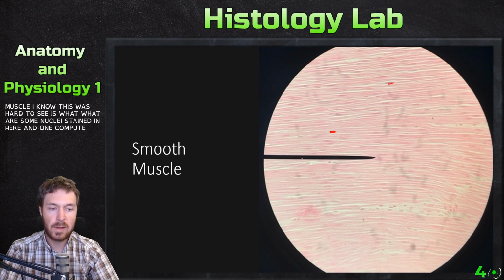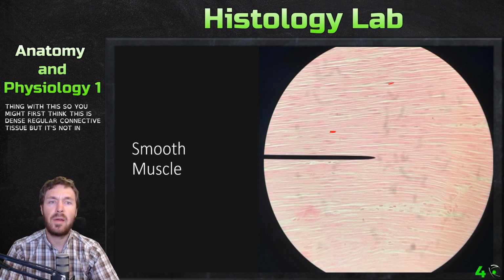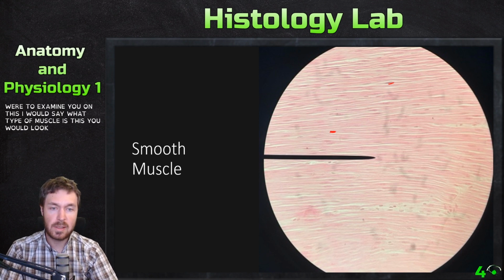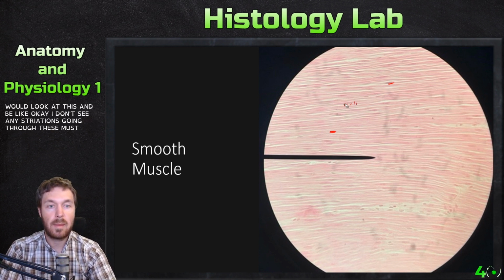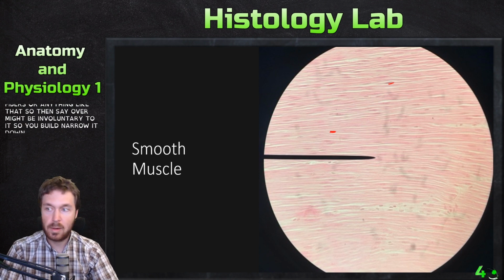And one confusing thing with this is you might first think this is dense regular connective tissue, but it's not. And if I were to examine you on this, I would say, what type of muscle is this? You would look at this and be like, okay, I don't see any striations going through these muscle fibers or anything like that. So I'd then say, oh, it might be involuntary too. So you'd be able to narrow it down and so forth.